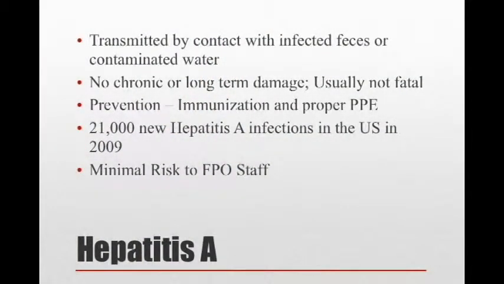Hepatitis A, going back, we're going to do a quick review. Transmitted by contact with infected feces or contaminated water. There's no chronic or long-term damage. It is usually not fatal. Prevention is mainly by immunization and proper PPE. What is PPE? Basically, wear your gloves. There were 21,000 new Hep A infections in the US in 2009.